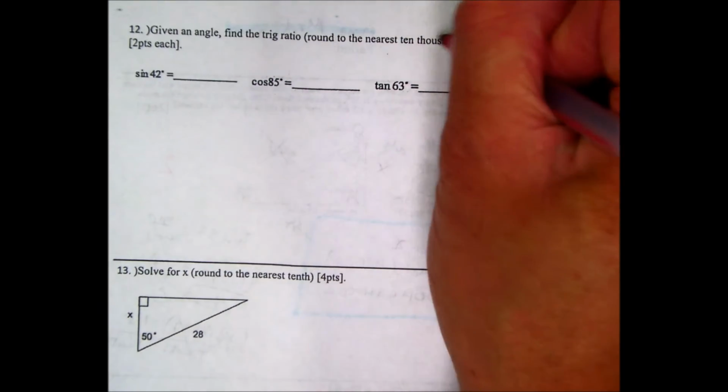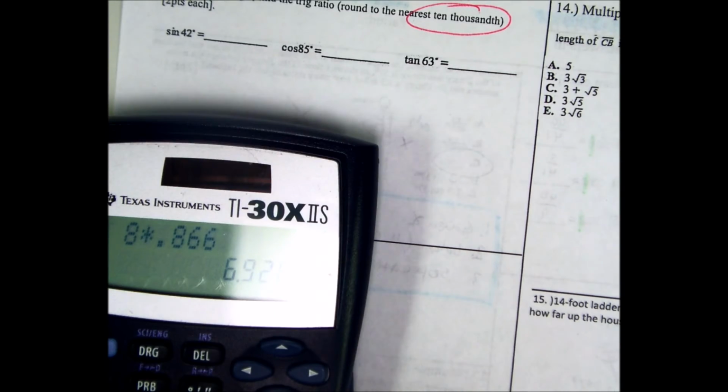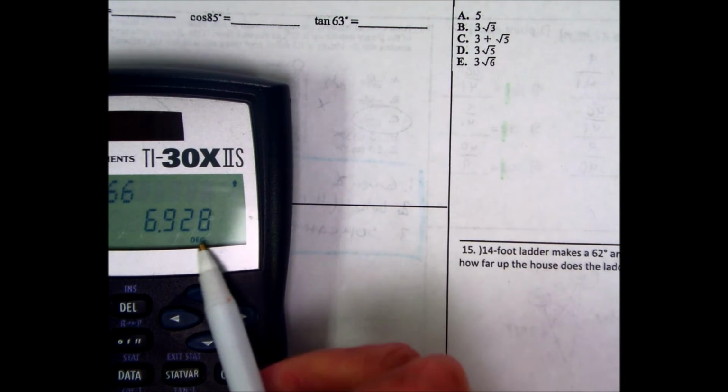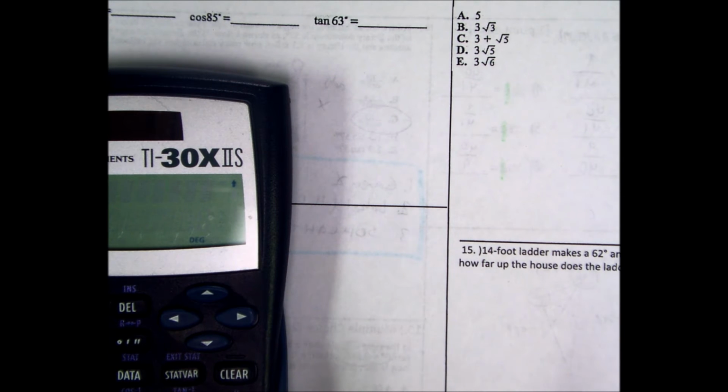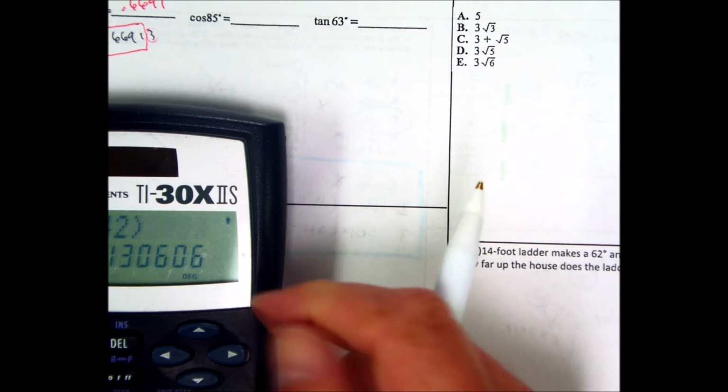Given an angle, find the trig ratio, round to the nearest 10 thousandths. So 10 thousandths is 4 decimal places, but you're going to have to look to 5 of them. So I'm just going to have my calculator here. Make sure your calculator is in degree mode. So 42, sine of 42. I'm going to write down a bunch of decimals, 0.66913. And there, this number is less than 5, so this 1 stays, and this is my answer right there. 0.6691. Do the same thing for cosine.